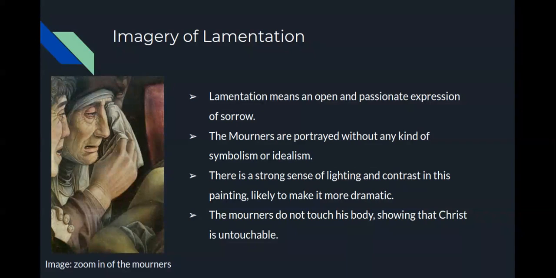So the word lamentation in this art piece means an open and passionate expression of sorrow. The mourners are portrayed without any kind of symbolism or idealism. The lighting in this painting is very strong, which makes it more dramatic. And the mourners do not touch his body, showing that Christ himself is untouchable.